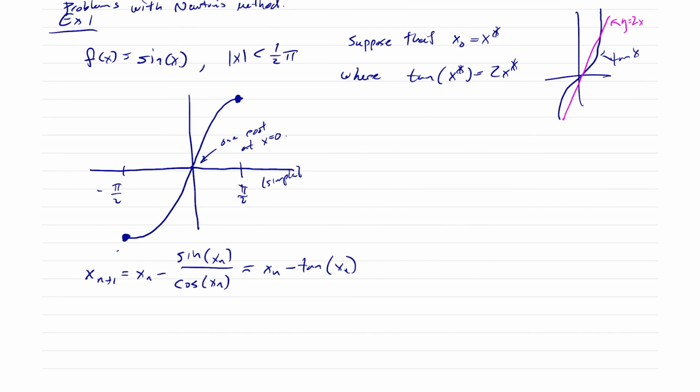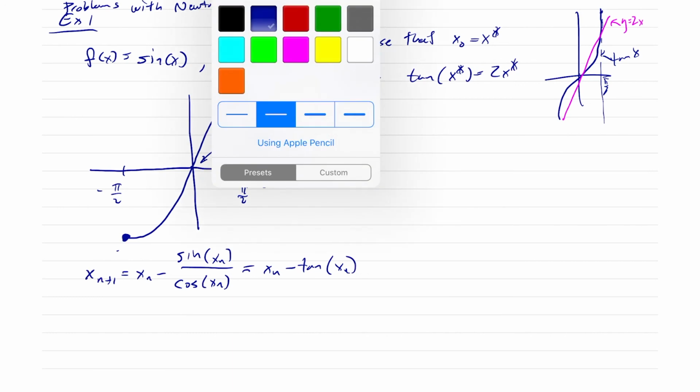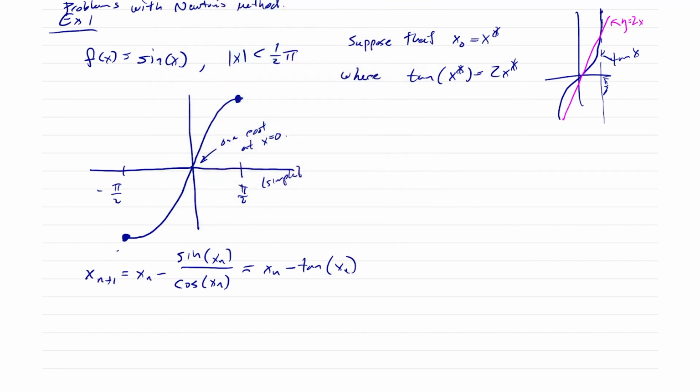There is some point where they intersect before they hit pi over 2, because tangent blows up to infinity, and at least for a small interval, y equals 2x is going to be bigger than tangent of x. So just by the intermediate value theorem they have to intersect somewhere. We know that happens somewhere, and we'll say x star is that point that we get through the intermediate value theorem.